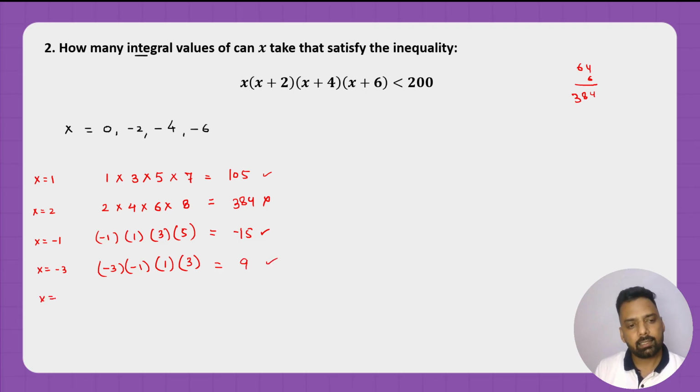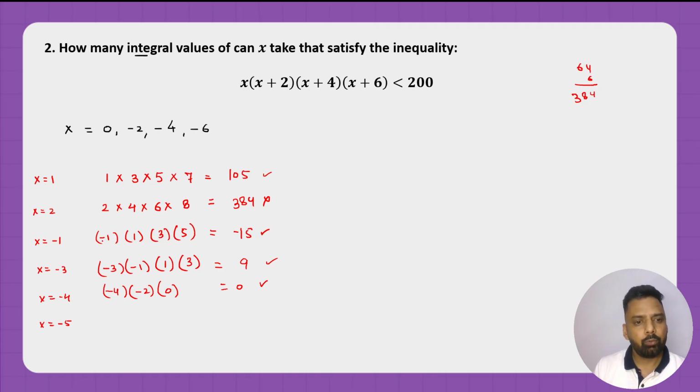Then at x is equal to minus 4, what I have minus 4, minus 4 plus 2 will be minus 2, and minus in fact minus 4 पे 0 ही आने वाला है, so that is also allowed. No issues with that, no need to check. Then x is equals to minus 5. Let's check at x is equal to minus 5.